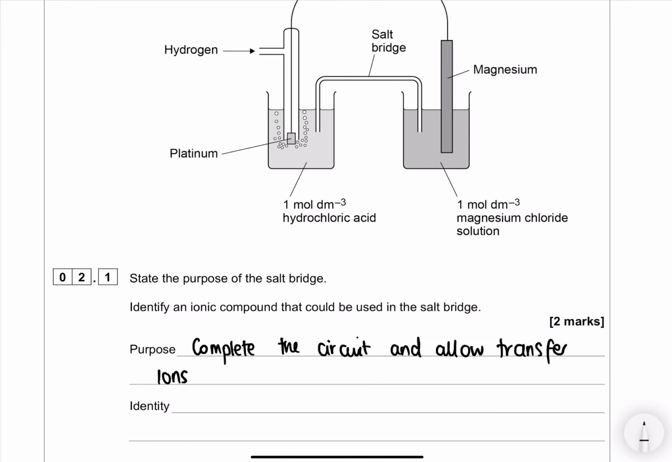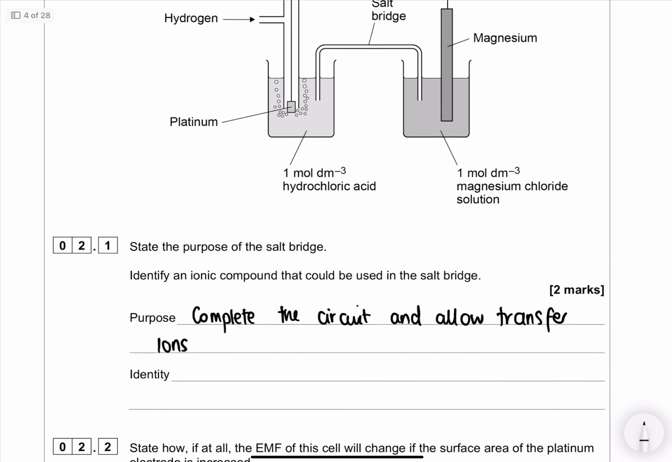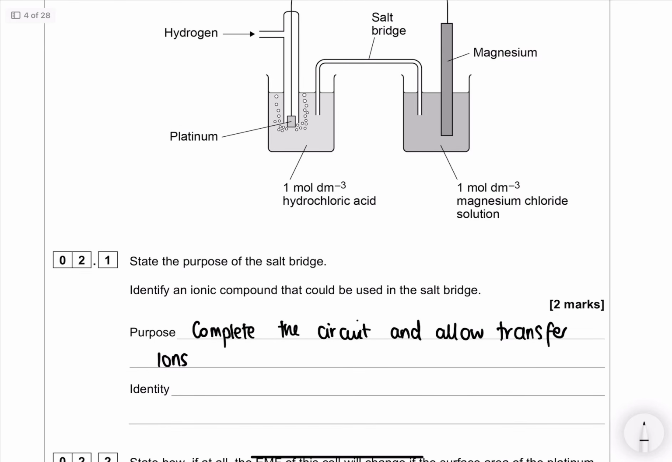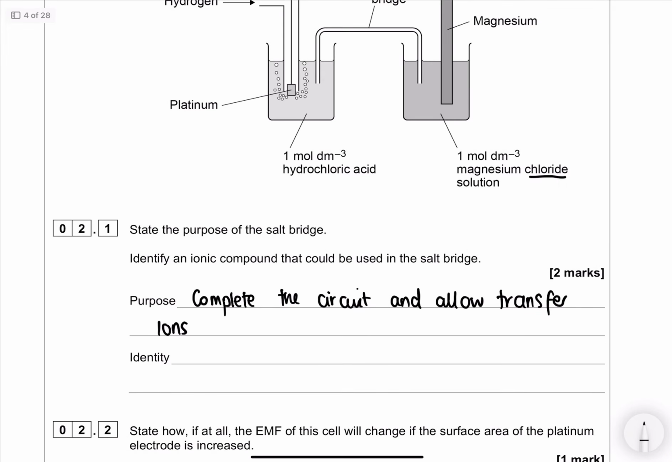And identify an ionic compound that could be used in this salt bridge. So we want to put in something that won't react with either half cell. So often we say use either KCl or KNO3. I'm not going to pick KCl because that would change the concentration of the chloride ions in the half cells. So I'm going to use KNO3 as my salt bridge containing substance.